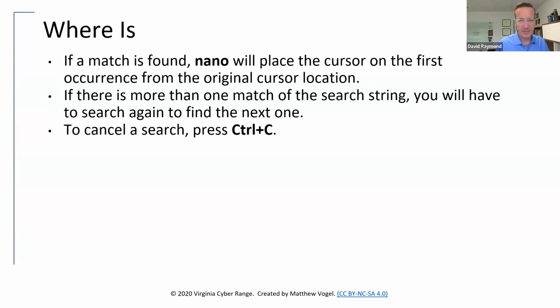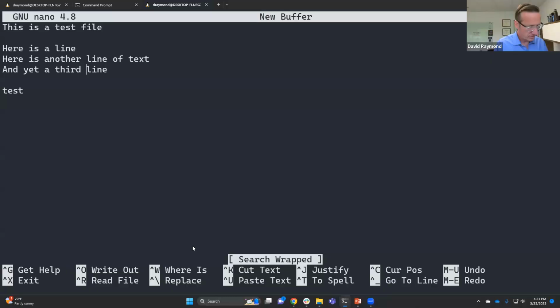And then to cancel search, you can hit Control C, and that's going to get you back to edit mode. So if I hit Control C, now I'm just editing the file again.